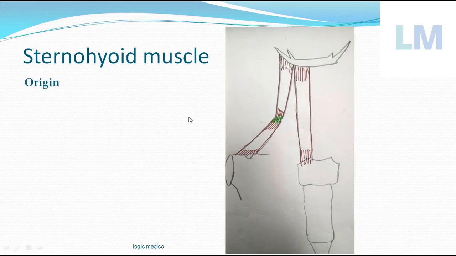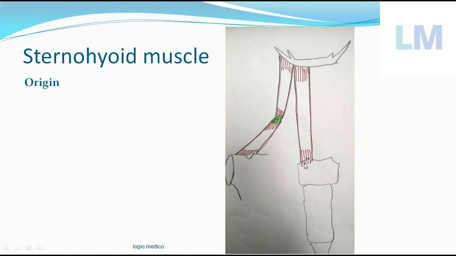So what is the origin of this muscle? You must have already known, but being a medico we should tell specifically. It is coming from the sternum, specifically from the posterior surface of the manubrium sterni and the adjoining part of the clavicle, and also the sternoclavicular joint. That is not shown in this picture, but that is also the origin.